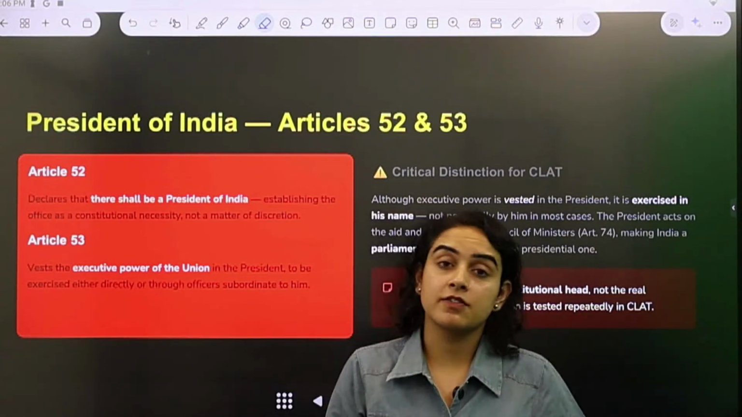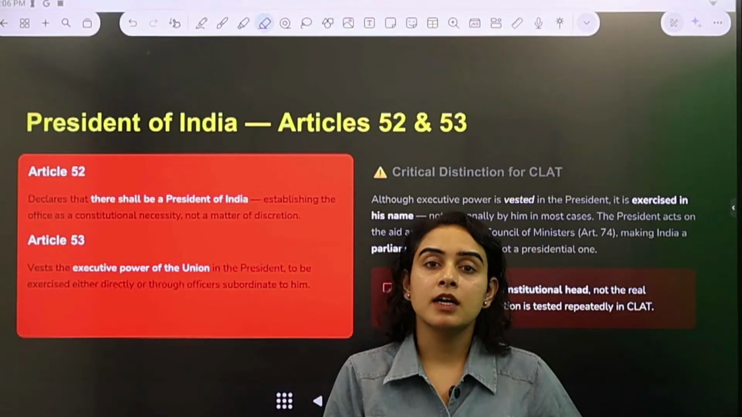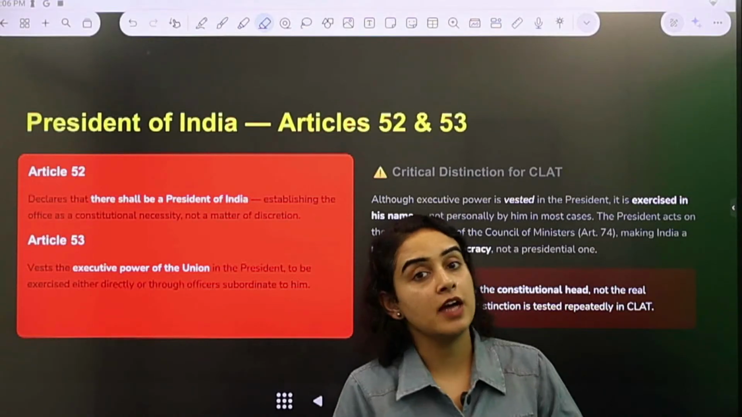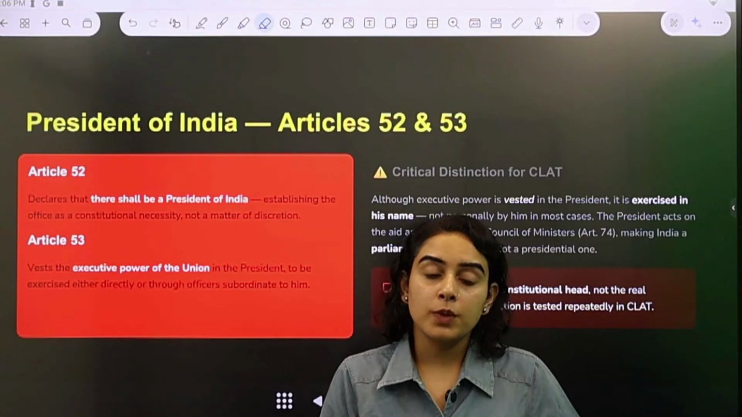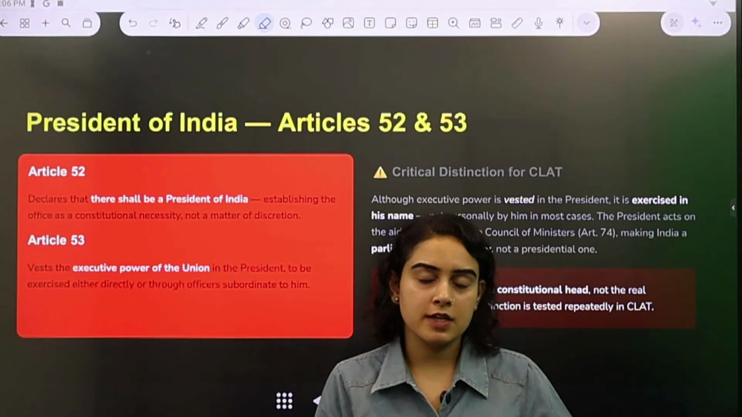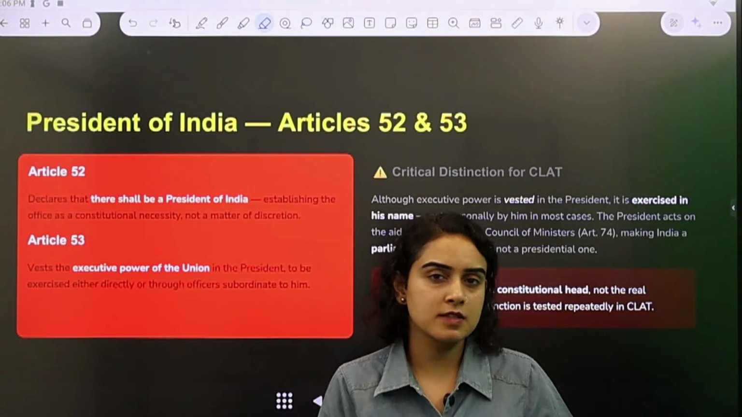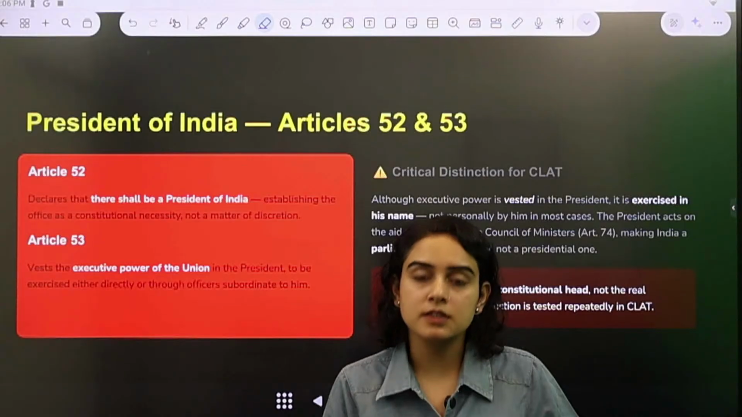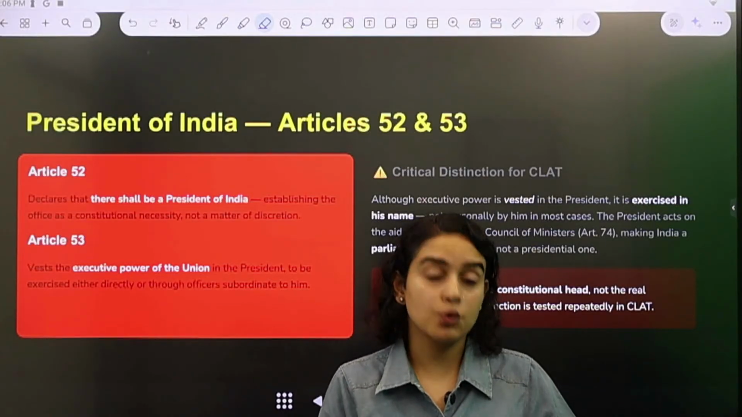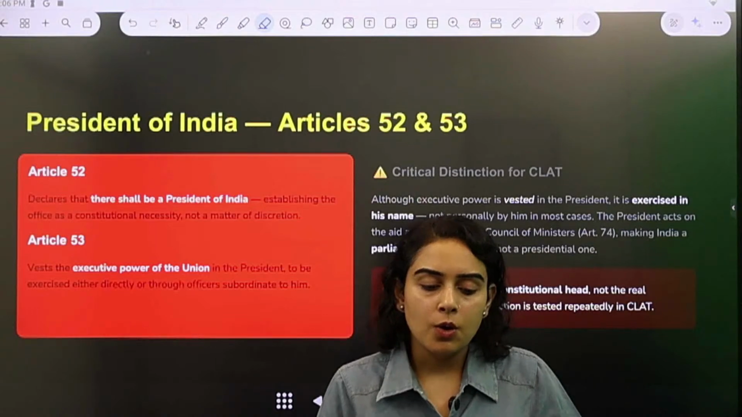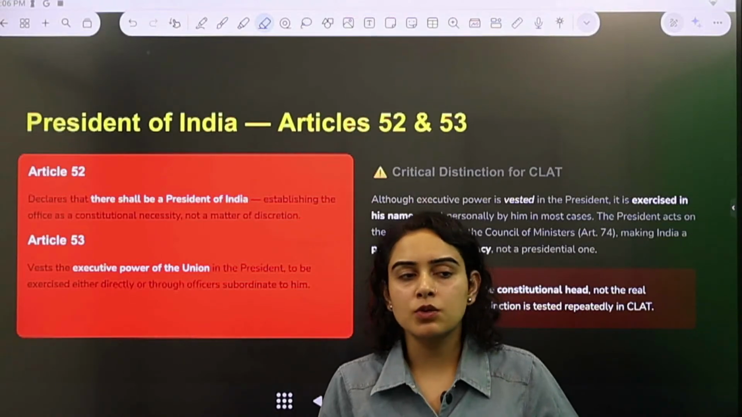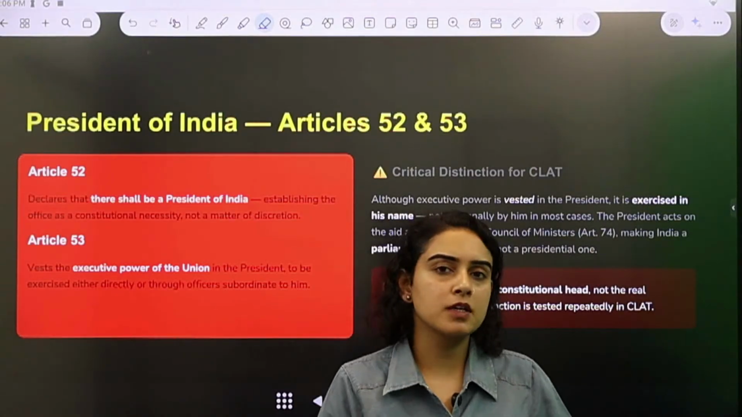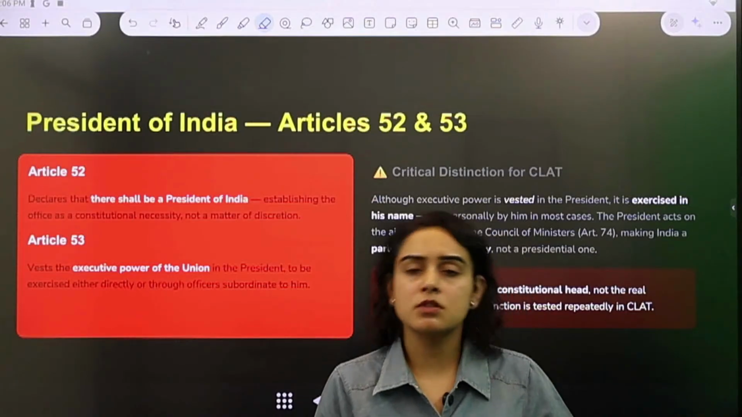So union executive, as you know, the government has to work through its three organs: legislature, executive, and judiciary. We know that legislature is responsible to make laws, executive is responsible to implement and execute the laws, and judiciary is responsible to protect the rights of citizens, provide justice to the citizens, and also protect the laws. Now, the legislature comprises parliament, which is your lawmaking body. Judiciary comprises courts, which includes high courts and the Supreme Court of India.